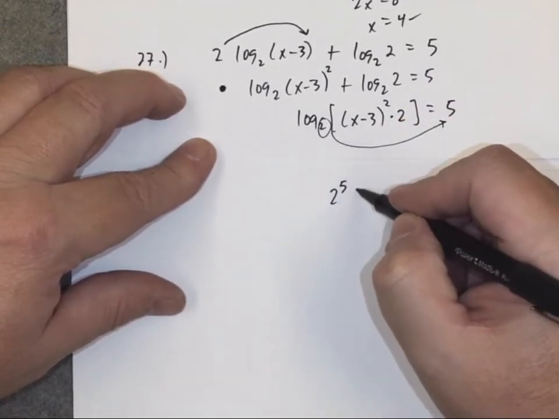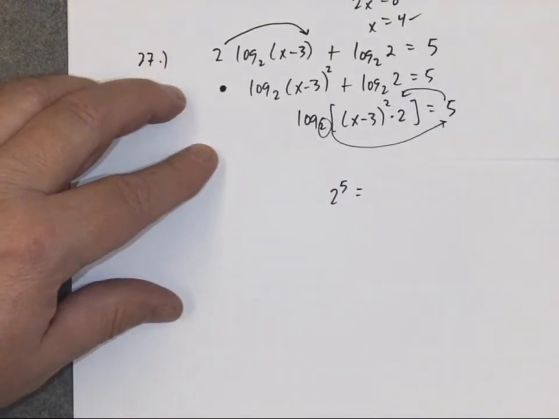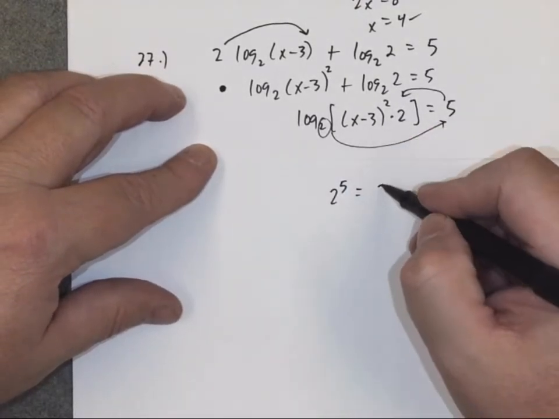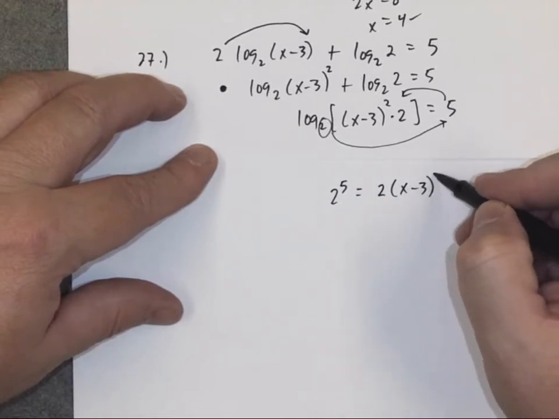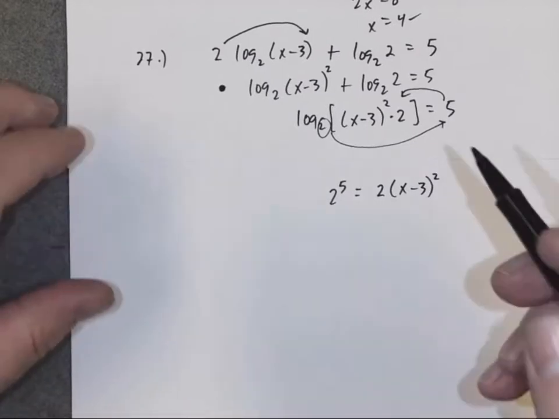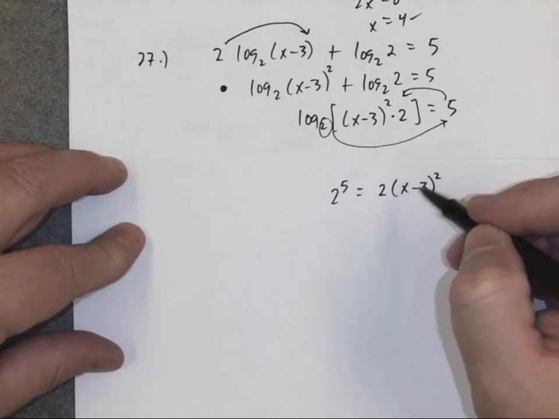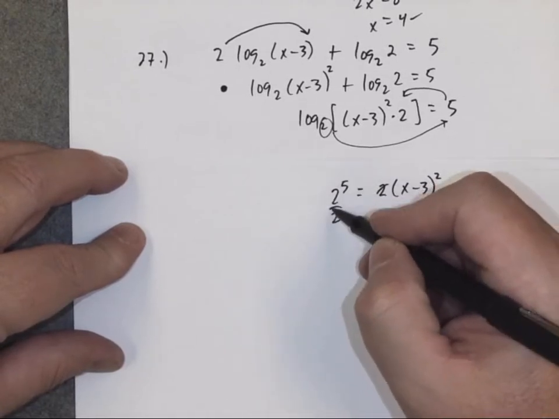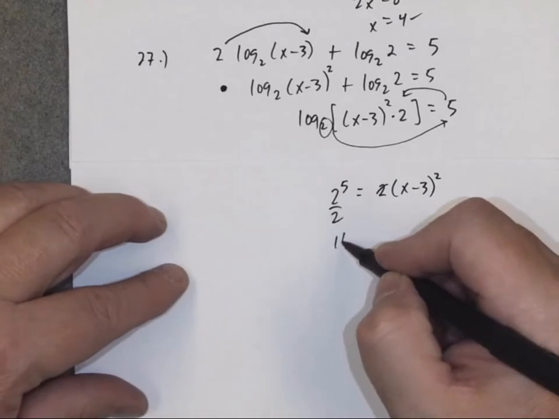2 to the 5th equals everything inside the log. I'm going to put the 2 out front. 2 times. All right, now I have to solve this equation. Let's divide both sides by 2. This ends up being 2 to the 4th, which is, I think, 16.